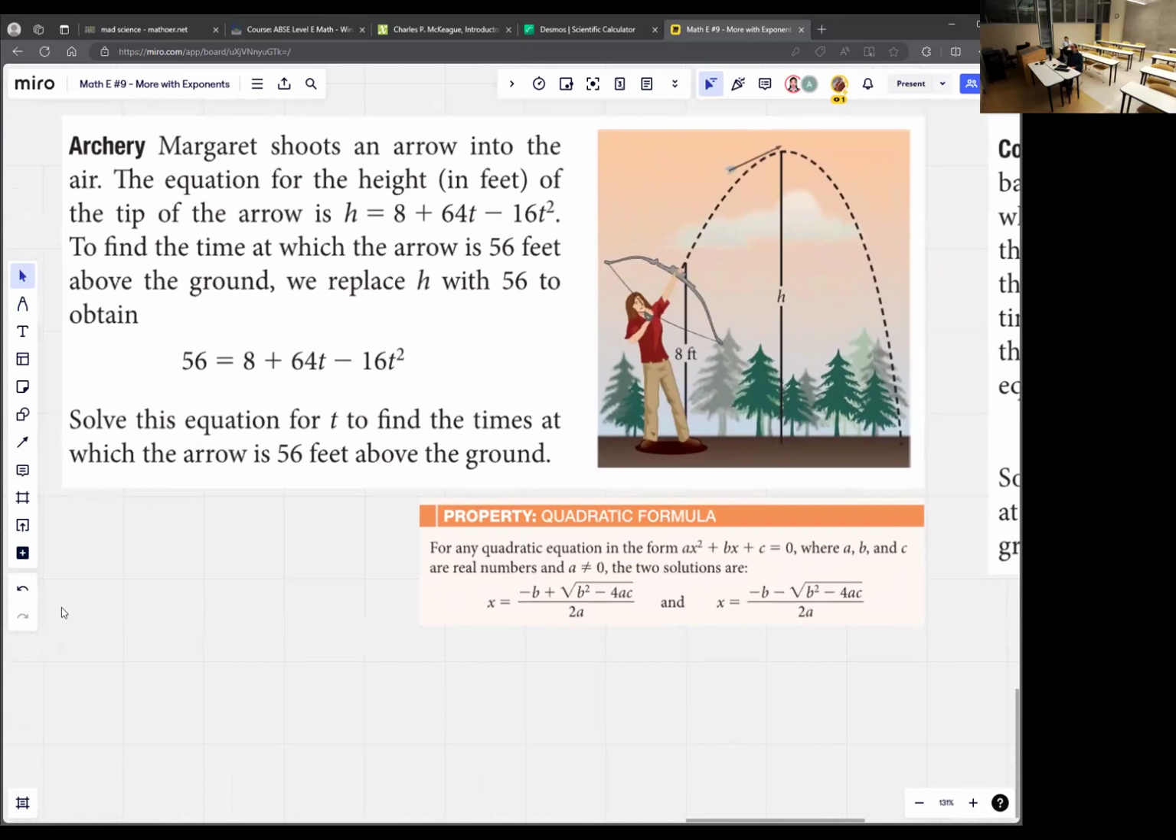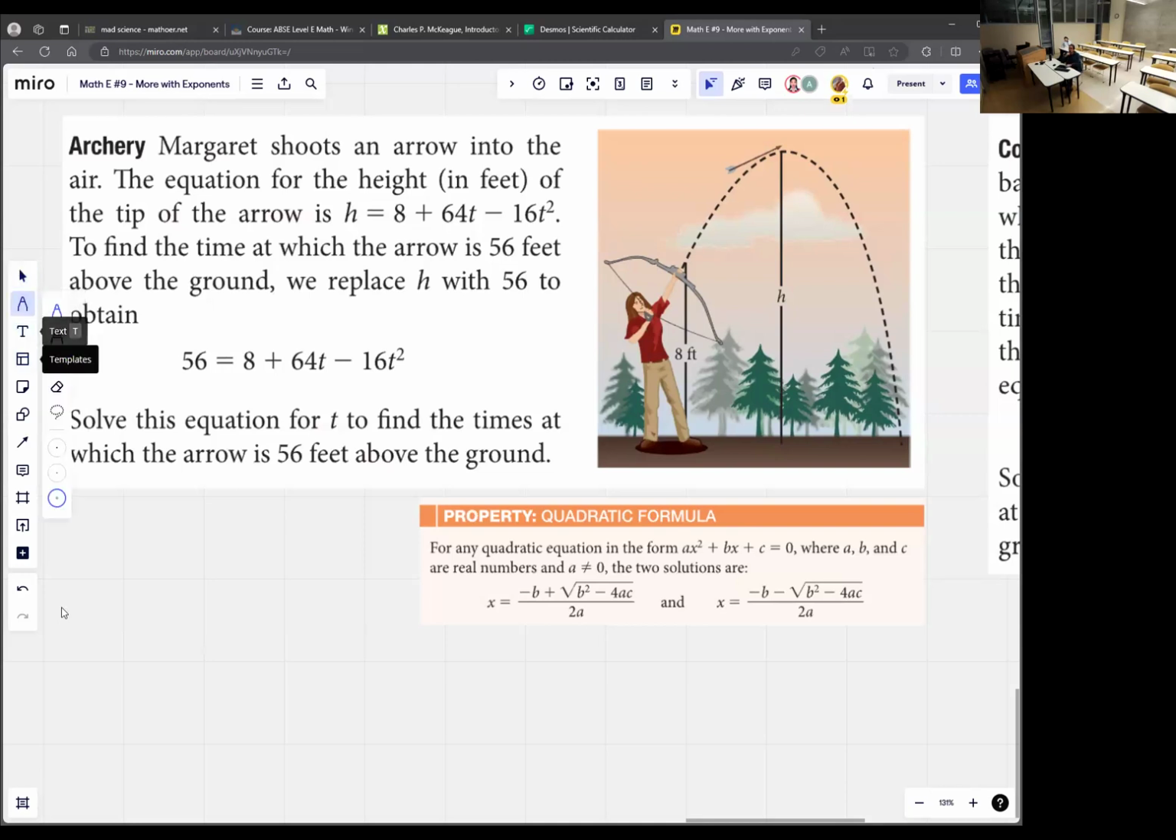Okay, I'm not sure why we need to know this, but here we go. In real life, we would be aiming missiles or rockets or something, not just watching Margaret shoot an arrow. But here we go. Margaret shoots an arrow into the air. The equation for the height in feet is that stuff. Now, when they give you these equations, an easy thing to do is say what happens when time is 0, the moment that we start the story.